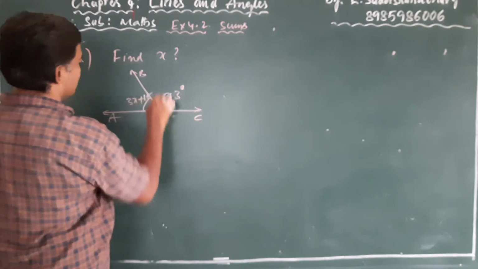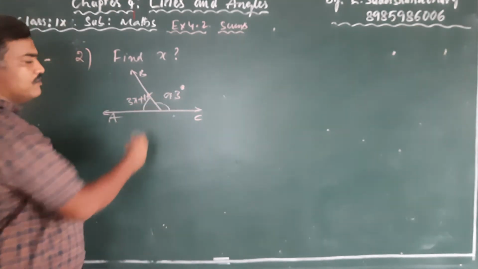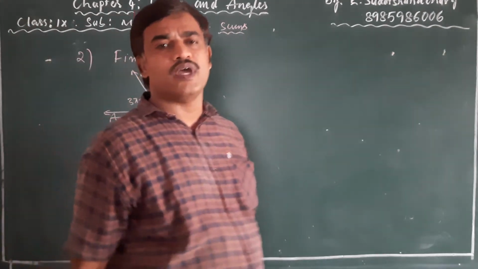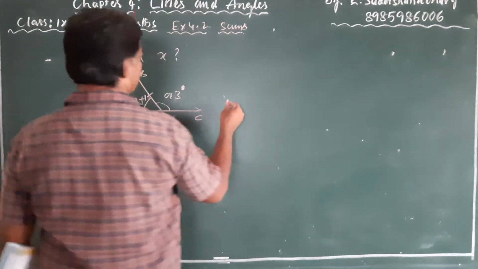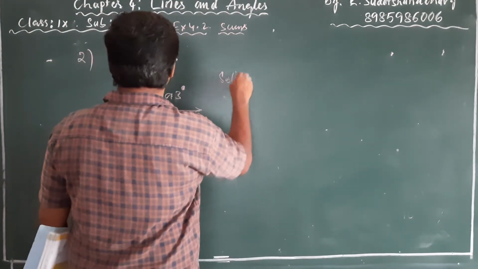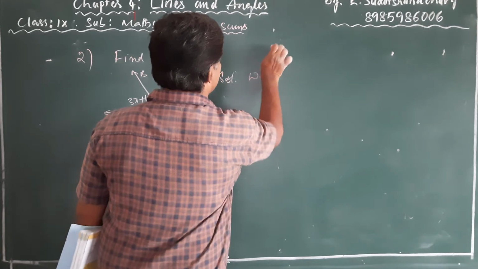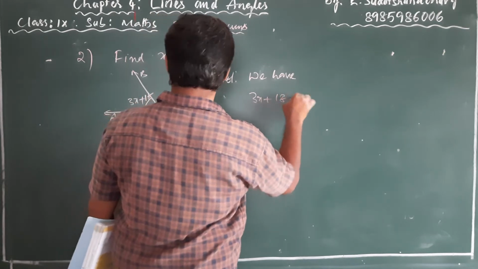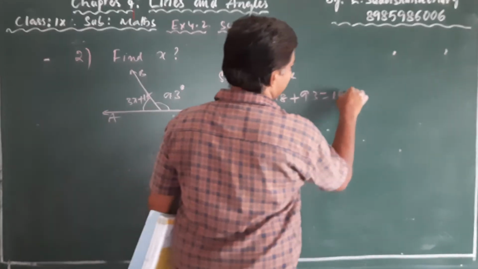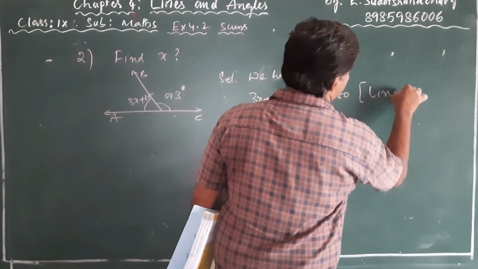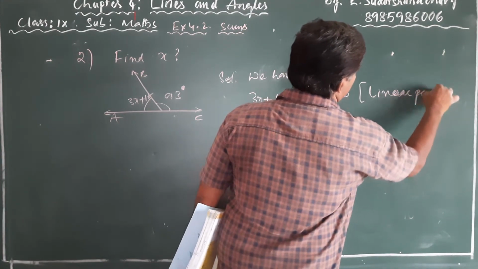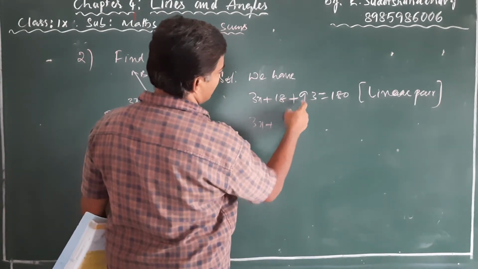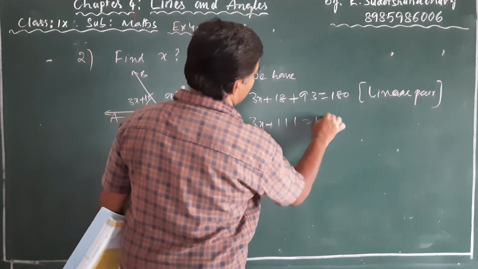3x plus 18. So, if you observe this, these are a linear pair of angles. Linear pair of angles is nothing but the sum of two angles being 180 degrees. So that's why we add this. In the solution, we have 3x plus 18 plus 93 is equal to 180 degrees. Here, linear pair. So here, 3x plus 111 is equal to 180.